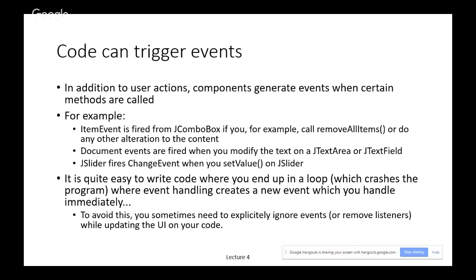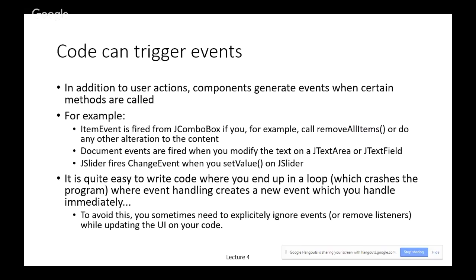And yes, there is this thing called document behind the text components, which is the model of the text components, where you can add listeners, and those are triggered whenever you modify the text or the user modifies the text. And in the JSlider, which we saw today, a change event is fired whenever you set the value of the slider yourself. So it's quite easy to write code where you end up in a loop, or in this case, for example, today we just got one extra call because we were a little bit lucky, but still, of course, there was a problem.